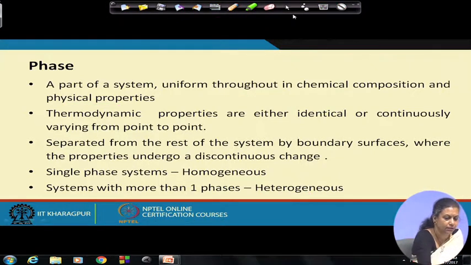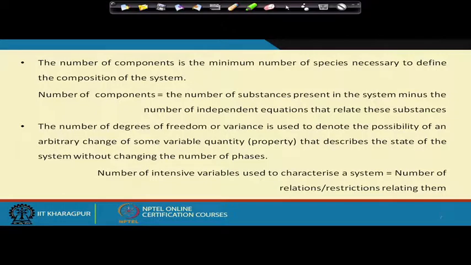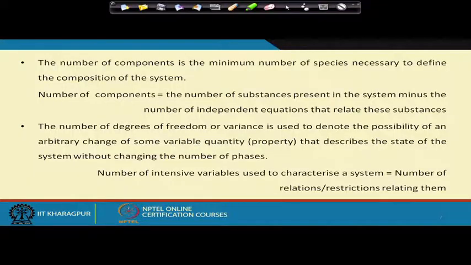And the number of components is nothing but the minimum number of species which are necessary to define the composition of the system. For example, if we have an acetic acid water mixture, then in that particular solution there will be acetate ions, hydrogen ions, hydroxyl ions, and so on and so forth. But the number of components is 2, acetic acid and water, since they are soluble. So therefore, the number of phases is 1 in this case. And accordingly, the number of degrees of freedom or the variance I have already written down.